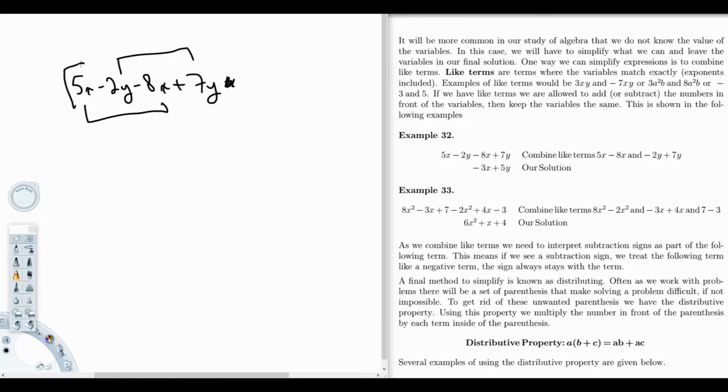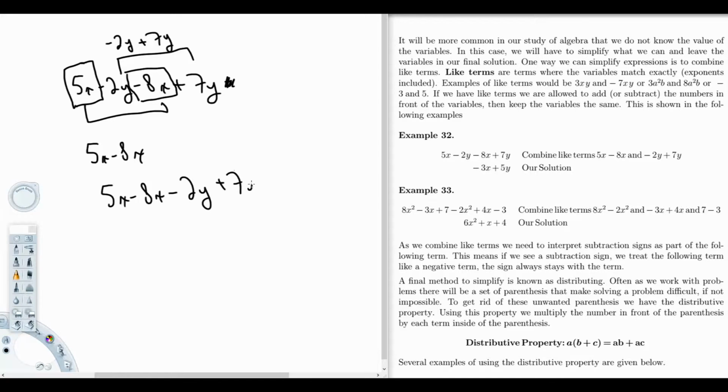So let's separate them. 5x minus 8x. You notice I always take the sign in front of the number. So it becomes 5x minus 8x, and this becomes minus 2y plus 7y. So let's rewrite this: 5x minus 8x minus 2y plus 7y. This becomes one expression, that becomes another.